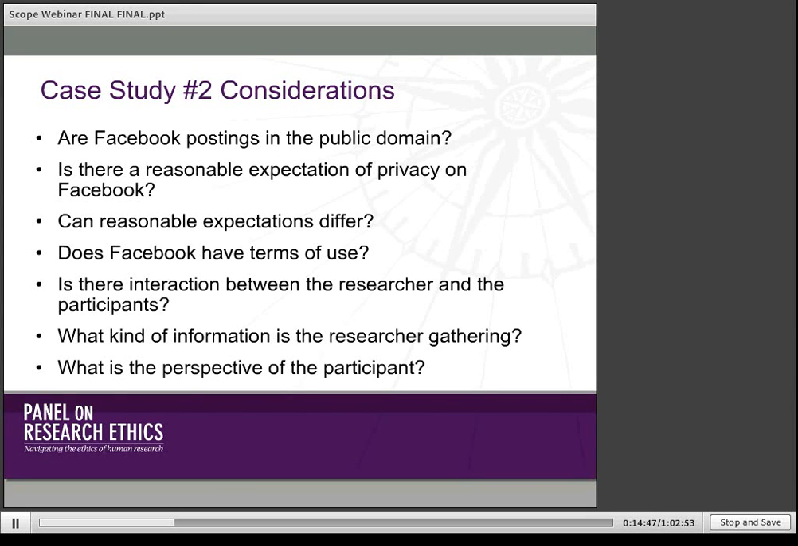The first thing to consider here is whether the information on Facebook is in the public domain. Facebook is on the internet, which is a public medium, but you do have to be a member to use it. So the medium is qualified somewhat and not necessarily in the public domain. The second question is, what is the user expectation of privacy? On Facebook, users can make some information public and some information so that it can only be seen by people that they've accepted as friends.